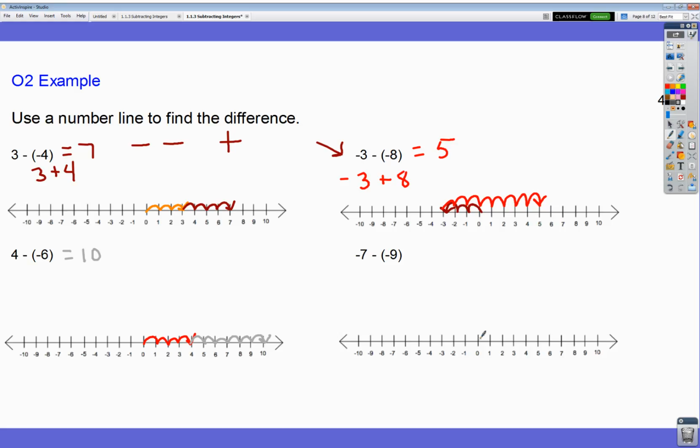Our last example, we're starting with a negative 7, so we're going to go 7 to the left. And then we're subtracting a negative 9, so we're going to move to the right 9. 1, 2, 3, 4, 5, 6, 7, 8, 9. Negative 7 minus a negative 9 is positive 2. And again, we could rewrite this as negative 7 plus 9, and we would get the same answer. And to go to our previous example, we could do 4 plus 6, and we would get the same answer.